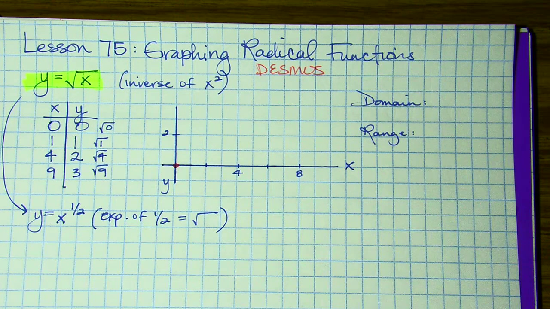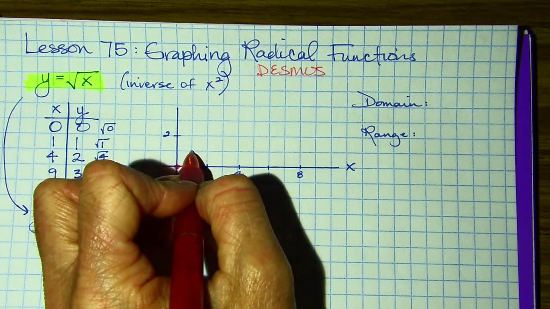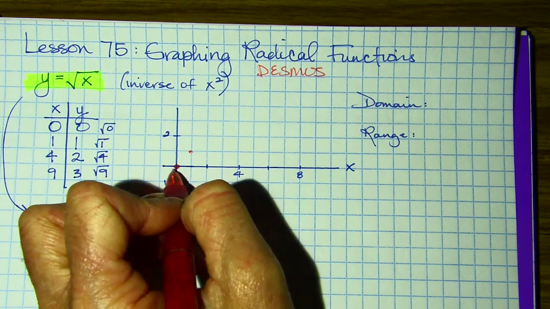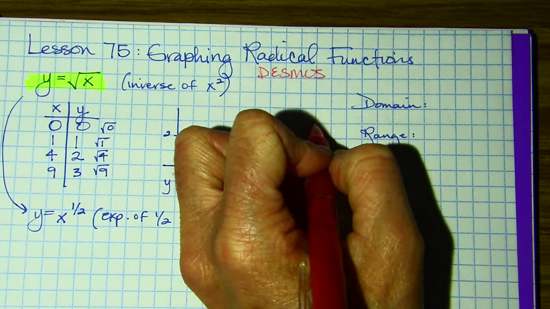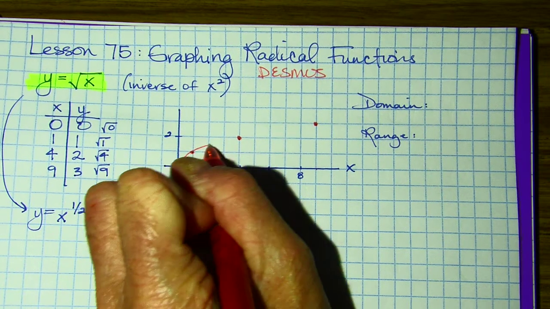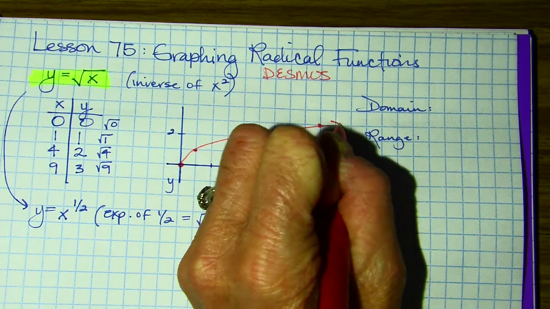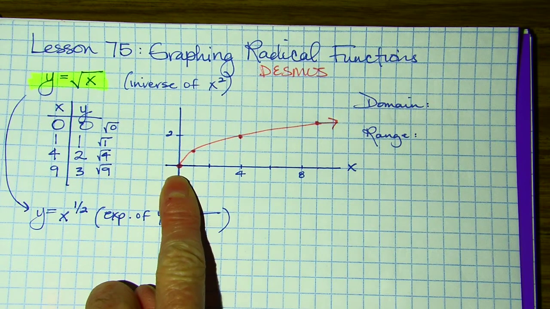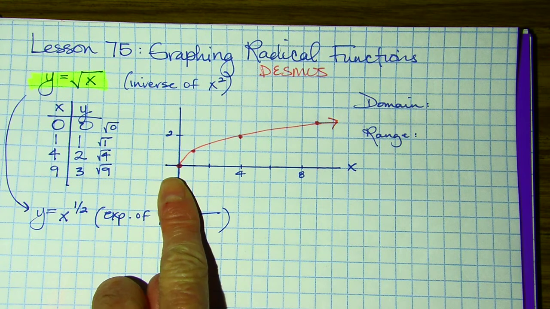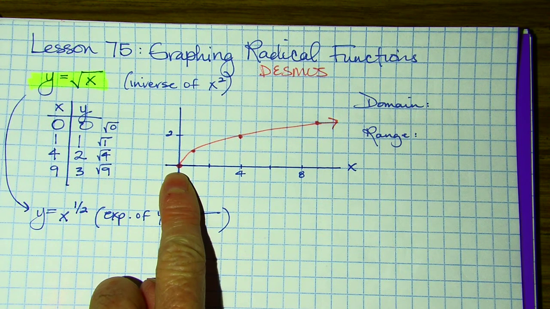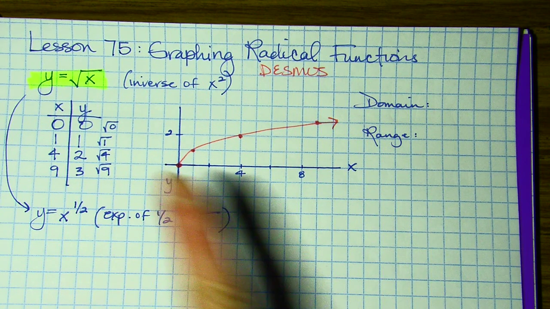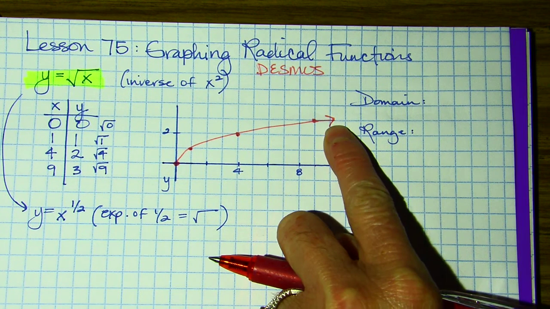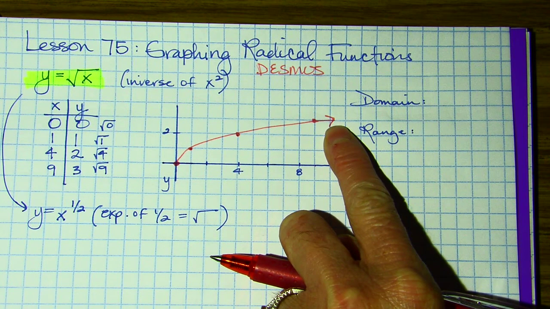And so, here is my graph at (0, 0), (1, 1). If I plug in 4, I get 2. If I plug in 9, I get 3. Now notice I do not have an arrow on this side, and that's for a reason. Remember, because I can't plug in negative numbers for x. And so the graph starts here, so you'll have a dot. But I can continue to plug in positive numbers. That's why there's an arrow here.